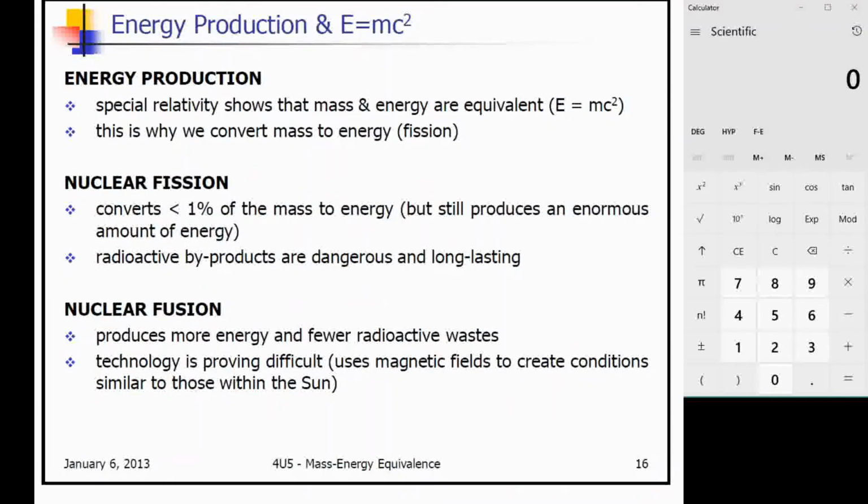So I'd like you to copy this down. The energy production: special relativity shows that mass and energy are equivalent, E equals mc squared. This is why we convert mass to energy using fission energy. Nuclear fission converts less than 1% of the mass to energy, but it still produces an enormous amount of energy. There are radioactive byproducts, though, which are dangerous and long-lasting. Nuclear fusion provides more energy and fewer radioactive wastes, but the technology is pretty difficult. So that's what we're having, a technological issue with that right now.